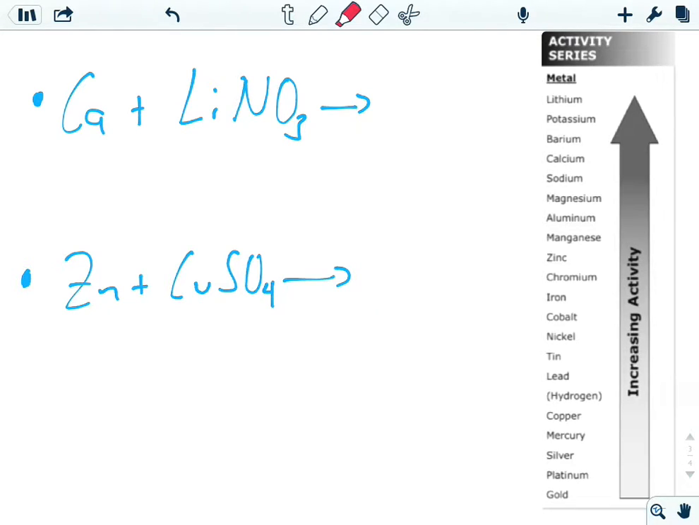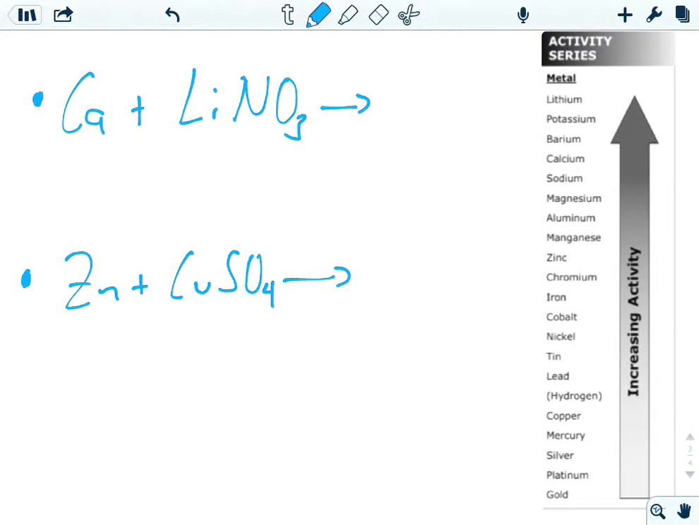All right, we're going to look at how we predict the products of a single replacement reaction. So I know these are single replacement reactions because I have an element plus a compound, and I see that in both of them. And when I know that I have an element and a compound, I'm going to have a single replacement reaction.